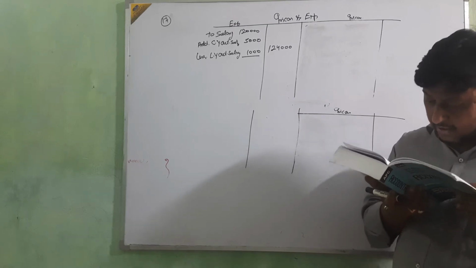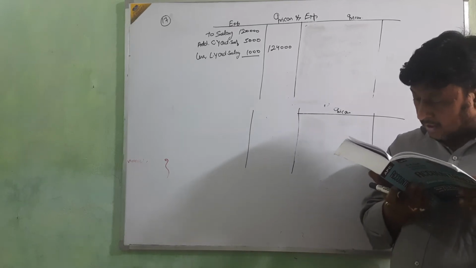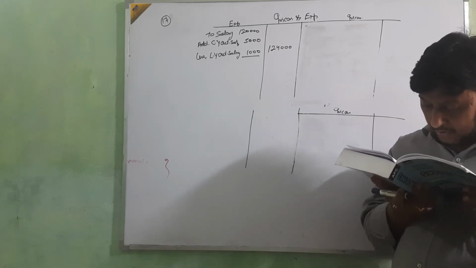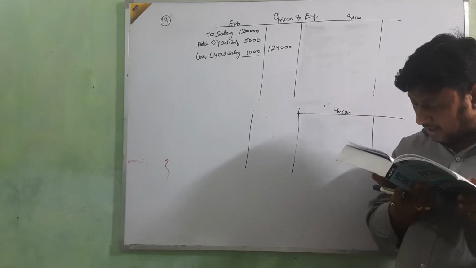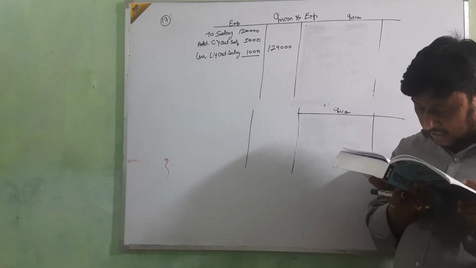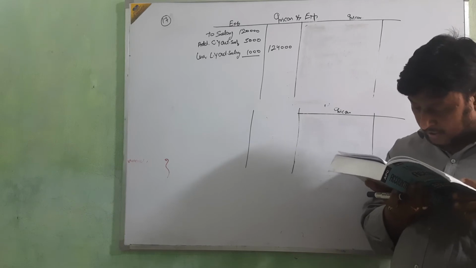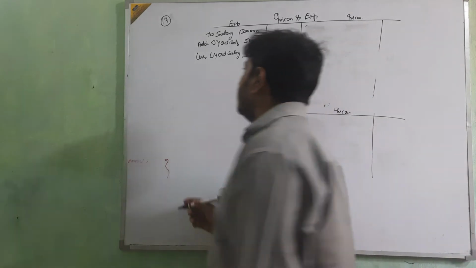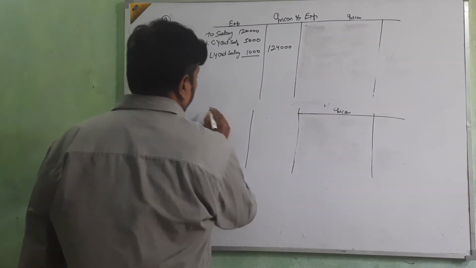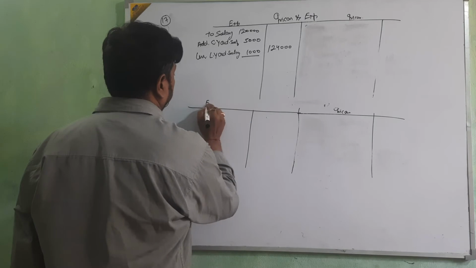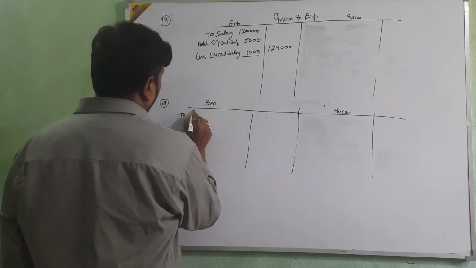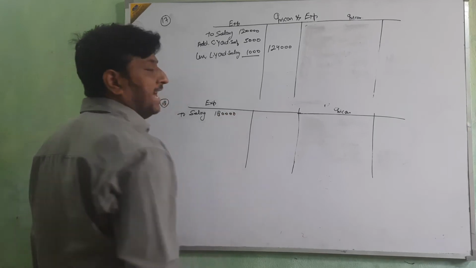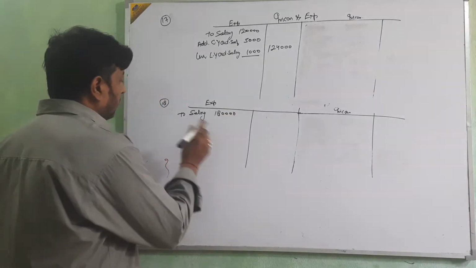Question number 18. Salary paid 31st March 19, 180. Then outstanding salary for 18, 10,000 and outstanding salary for 19, 6,000. Just see question number 18. Again expense side. To salary 1,80,000. Okay beta.